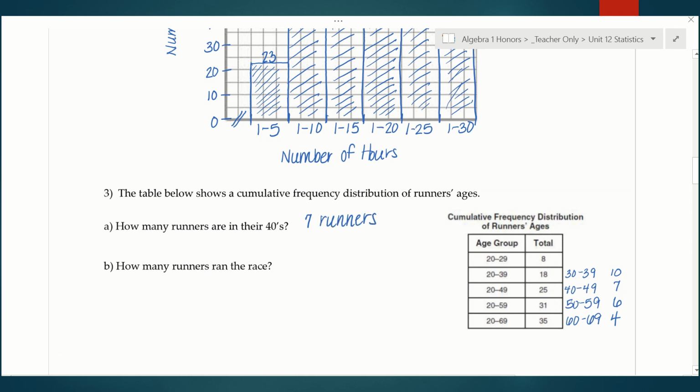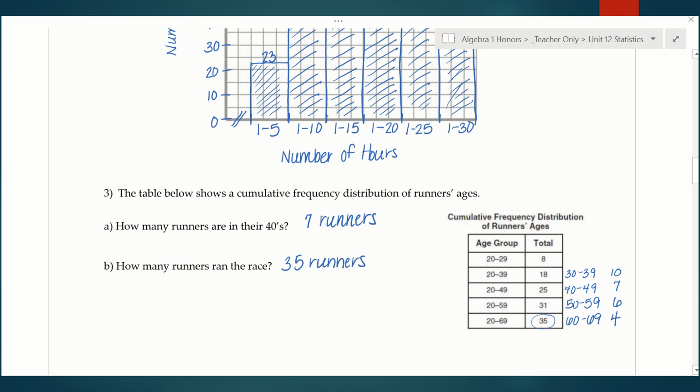For B, how many runners ran the race? Because, again, this is a cumulative frequency table, this last number here is always going to be your overall total because you're only measuring between the ages of 20 and 69, and so that range encompasses all of the ages. So 35 runners.